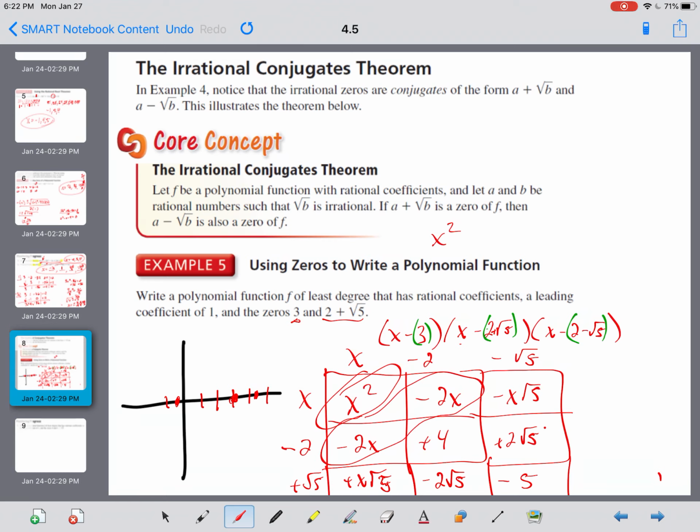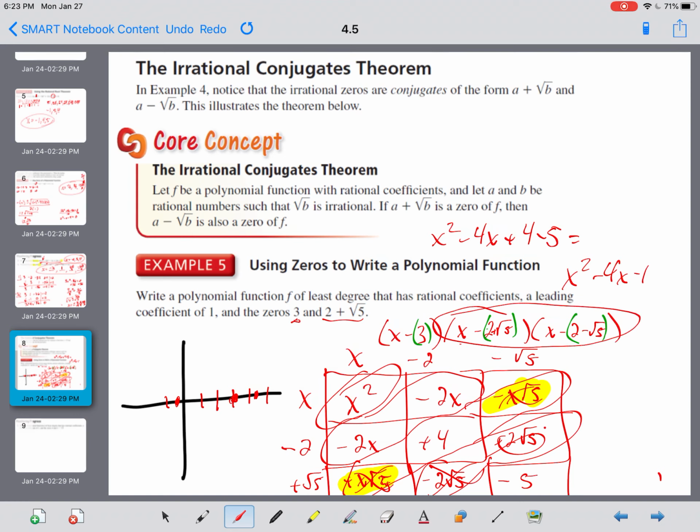That's our polynomial that we need so far, right? It's not my answer one. I think I circled that a little prematurely. X squared minus 4x minus 1. That was just these two multiplied together. Don't forget, with that graph, we still have to multiply x minus 3 times x squared minus 4x minus 1.